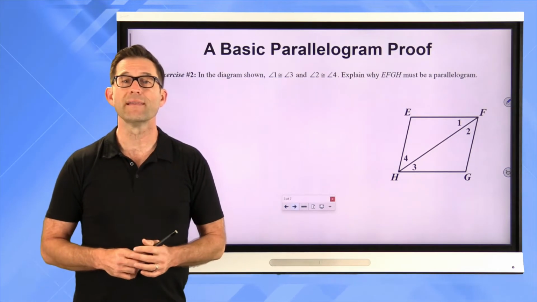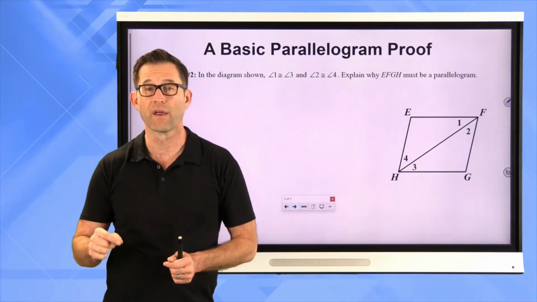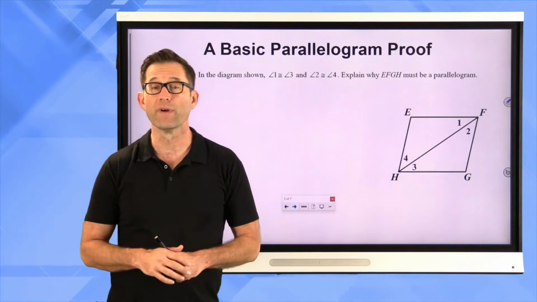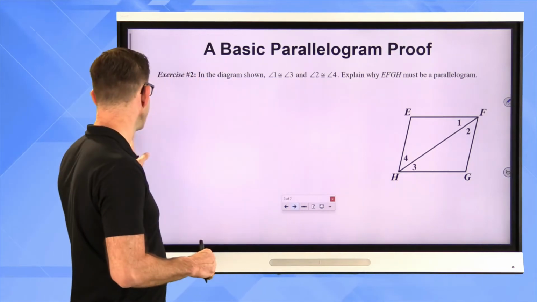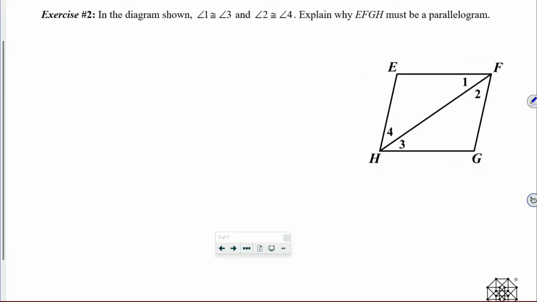So let's look at literally the most basic parallelogram proof. In other words, the most basic way of proving that a figure is a parallelogram. Exercise number 2. In the diagram shown, angle 1 is congruent to angle 3, and angle 2 is congruent to angle 4. Explain why EFGH must be a parallelogram.